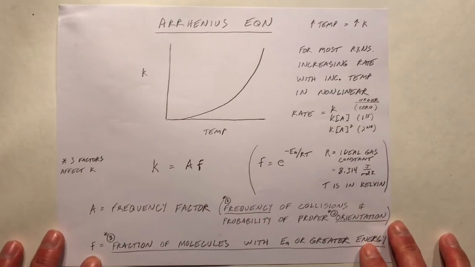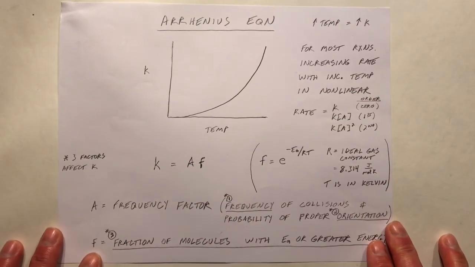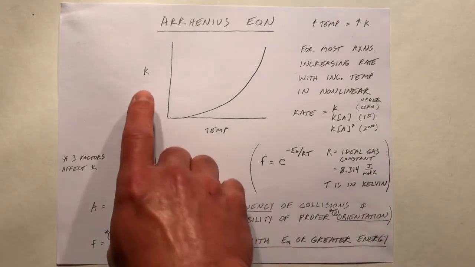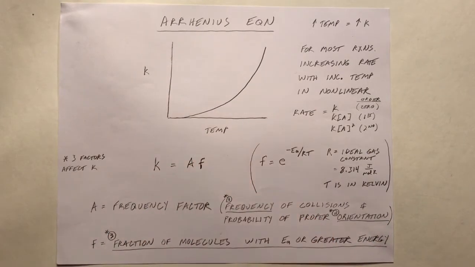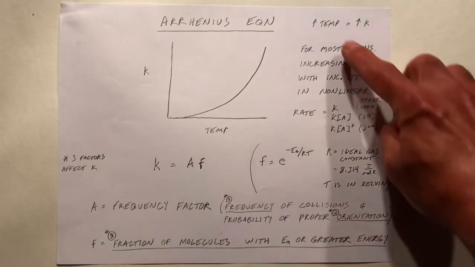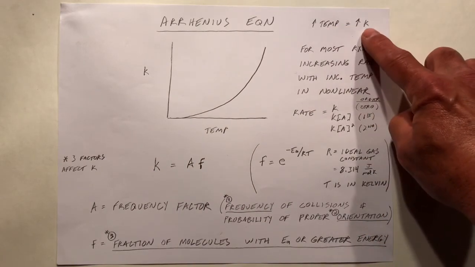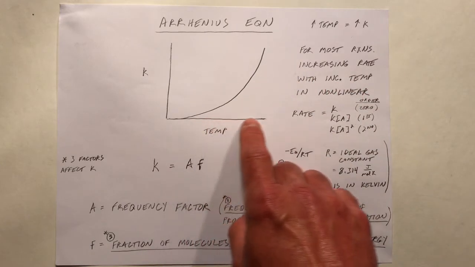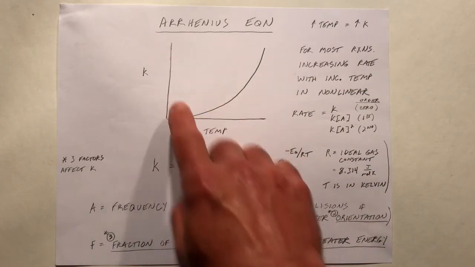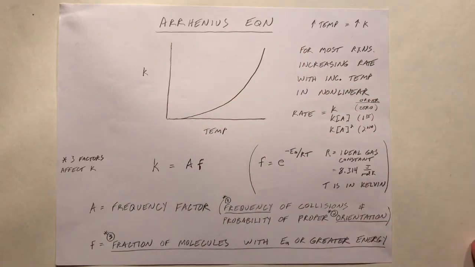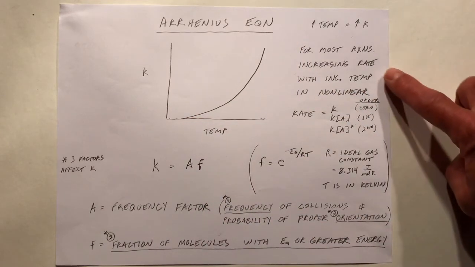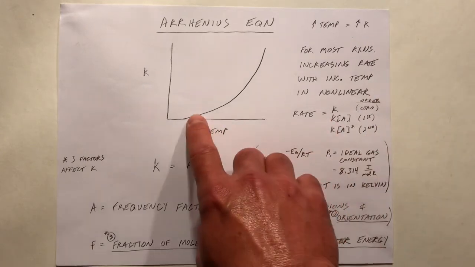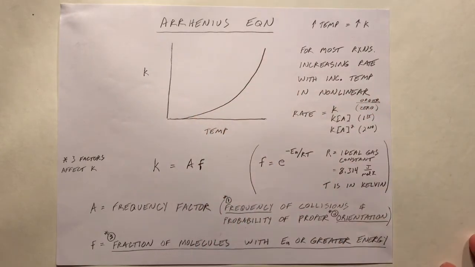Let's take a look at the Arrhenius equation. So here we have a graph of K, the rate constant, versus temperature. And what you can see is that increasing temperature is going to cause an increase in the rate constant. In other words, as we go further on the x-axis to the right, the K value gets bigger. This is going to be angling upwards. For most reactions, increasing rate with increasing temperature is nonlinear. For most reactions, we'll have some kind of a curve there.